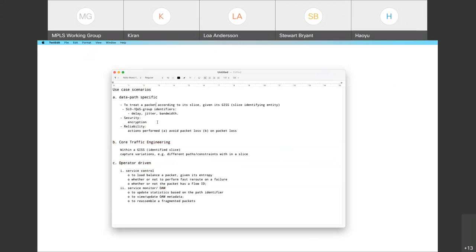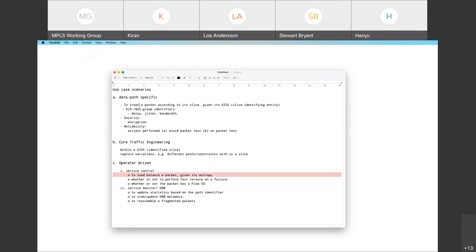And a few things which were not clear to me were about the entropy and flow ID. So if we talk about, for example, entropy here, can we do it better, or what are the drawbacks with the current solutions, so that we need to do something differently? But this is the high level structure.